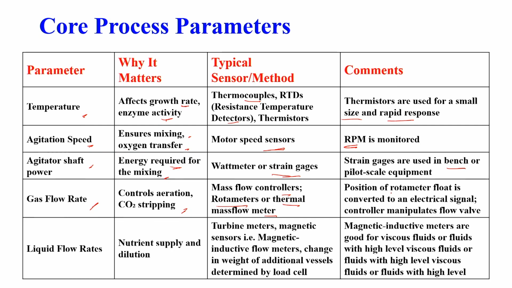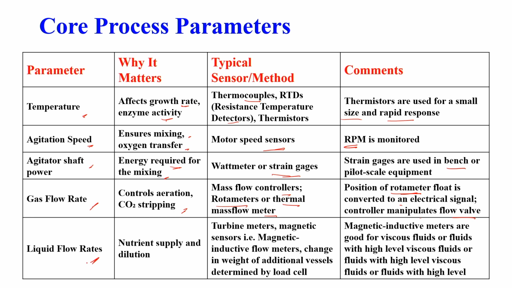So, how does it work? Rotameter basically works on the Bernoulli theorem, and the position of the rotameter float is converted to an electric signal, then the controller manipulates the flow valve. In this way the monitoring and control both take place.